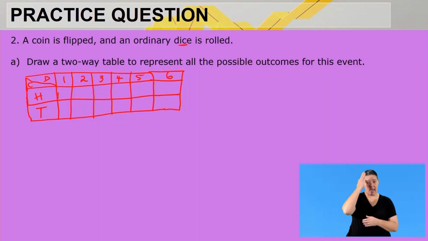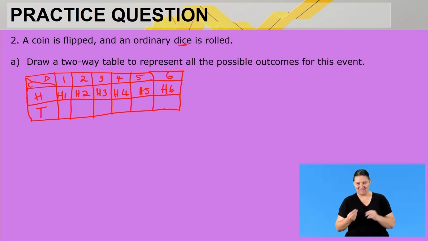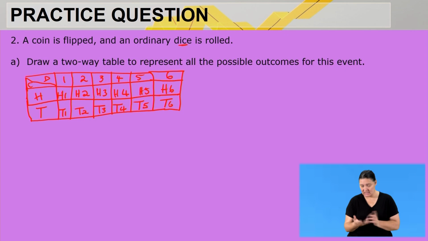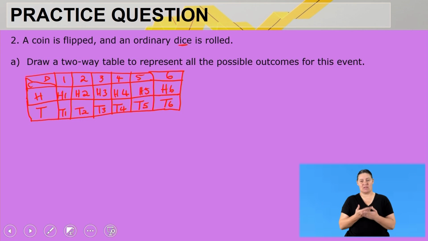Our possible outcomes: I can have heads with 1 or heads with a 2 on my dice, or heads with 3, heads and 4, heads and 5, or heads and 6. Can you see I combined the 2? Or I can have tails and 1, tails and 2, tails and 3, tails with 4 on your dice, tails with 5, or tails with 6. So there I have my two-way table with my possible outcomes.